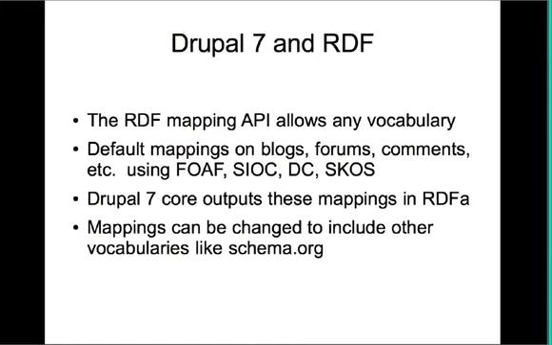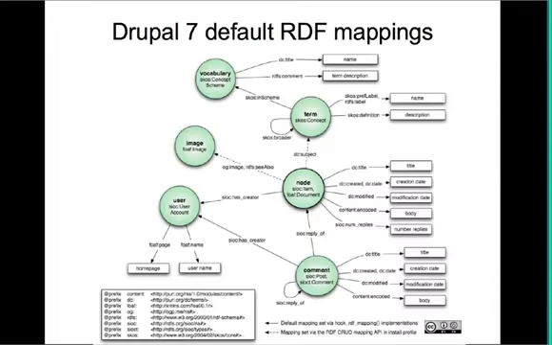So by default, it comes with several mappings from FOAF, SIOC, Dublin Core, and SKOS. And these mappings are output in RDFa inside the HTML. But you can change these mappings to include other vocabularies like schema.org or any custom vocabulary. And you can do that using contributed modules. This is the default mappings that come in Drupal 7 out of the box, but then you can change these.